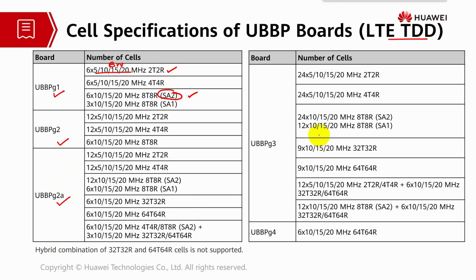And there are also the G3 and G4 versions. G4 version only supports SA2. And the hybrid combination of 32T and 32R and 64T is actually related to the massive MIMO solution, and it is not supported in this TDD cell specification.